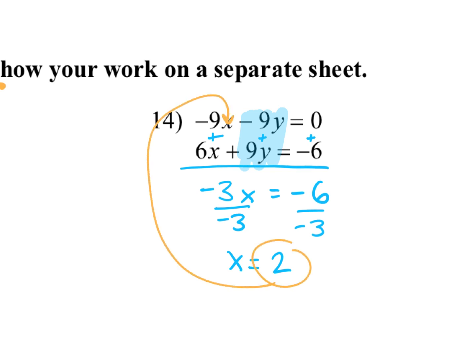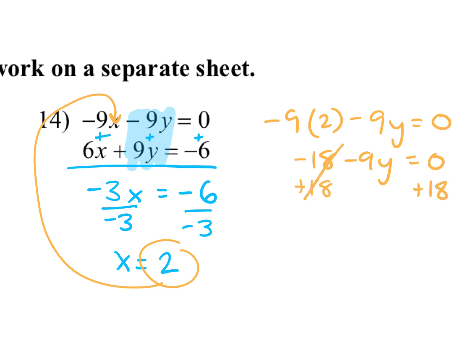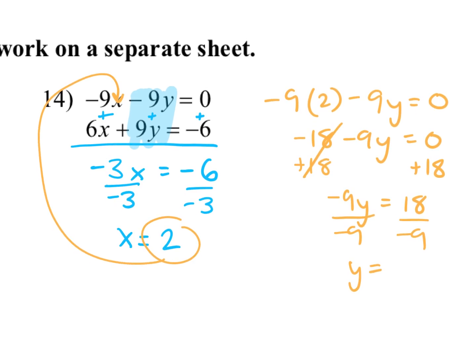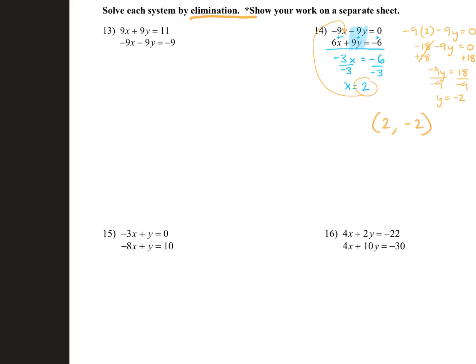Plug it in. So we're going to plug x back into x. So we have negative 9 times 2 minus 9y is equal to 0. What's negative 9 times 2? Negative 18 minus 9y is equal to 0. We're going to add 18 to move it to the other side. So negative 9y is equal to 18. Then what? Divide by negative 9. So y is equal to? Negative 2. How would we write our answer? 2 comma negative 2.